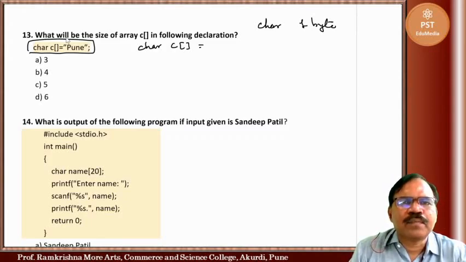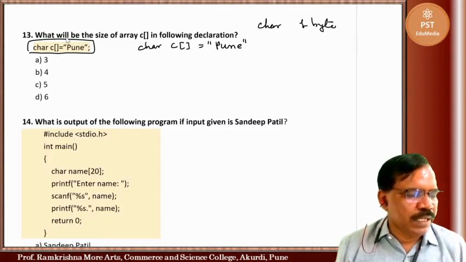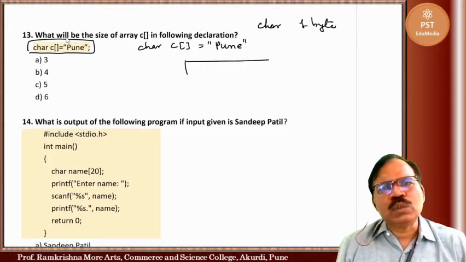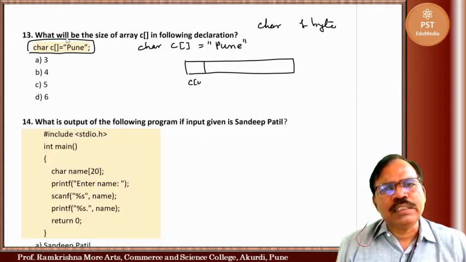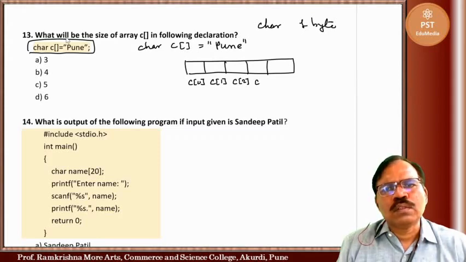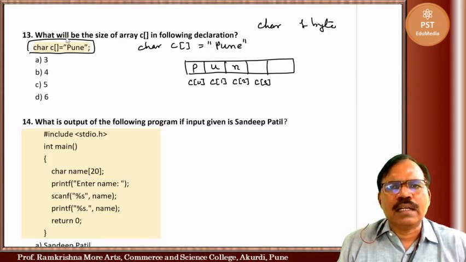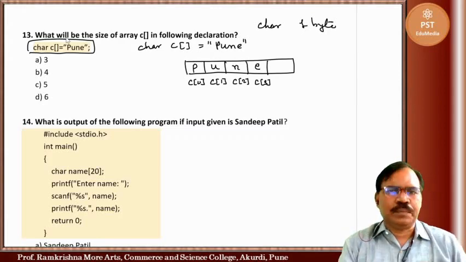Now here, if it is the string Pune, let us see how it is stored. So 1 byte we have C0, then C1, then C2, C3. Here P is stored, here U is stored, here N is stored, here E is stored.